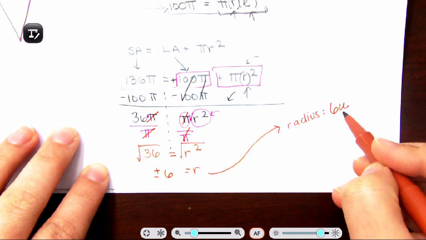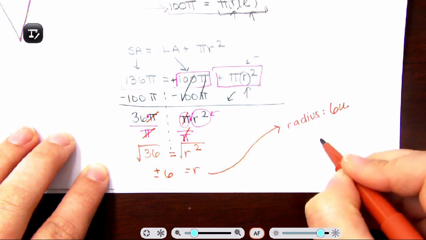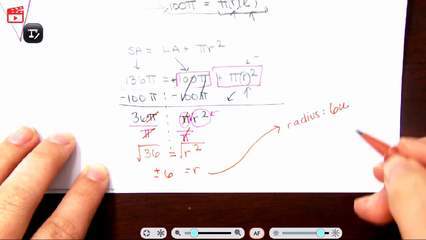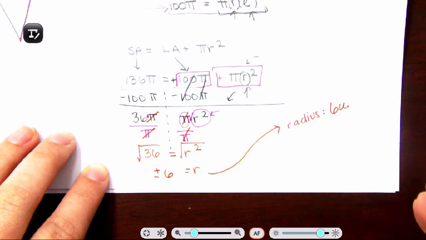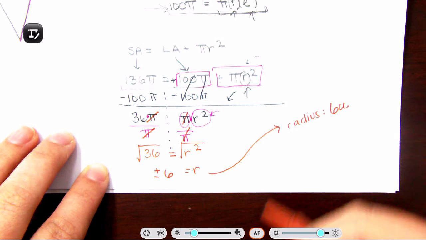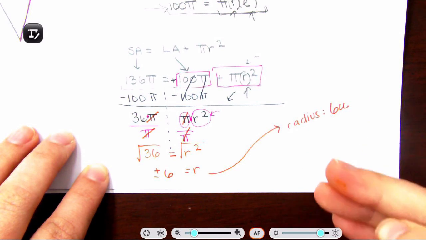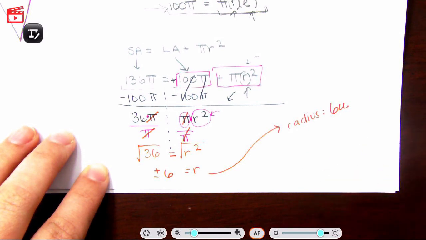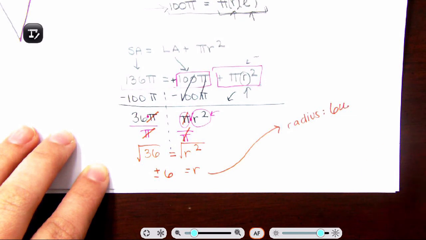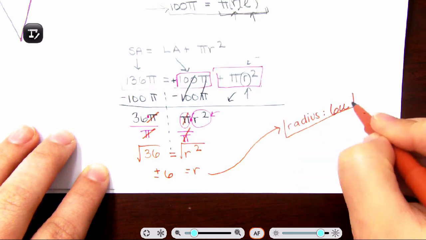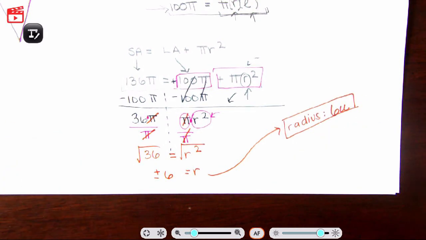Now, you can write units. Here's the thing, though. What are we trying to find? Radius. That's it. I didn't say surface area. There was no area in it. I didn't say volume. So since we're just trying to find one thing, and that one thing is radius, not area or volume, you leave it singular. So do not put this as squared. Do not put this as cubed. Radius is just one thing. So we have it singular. And we just say 6 units.